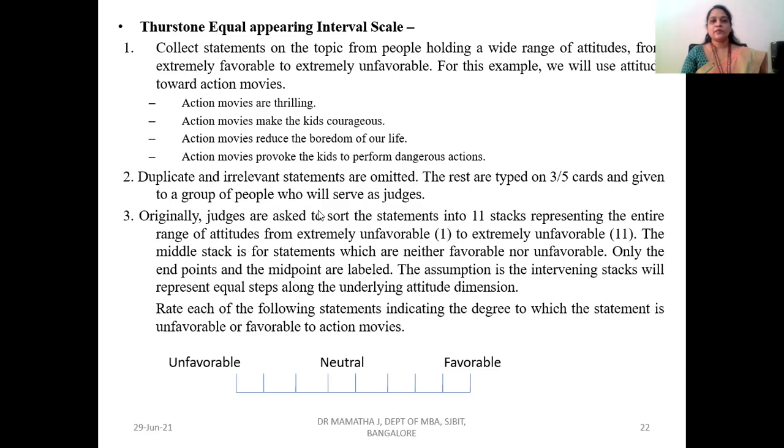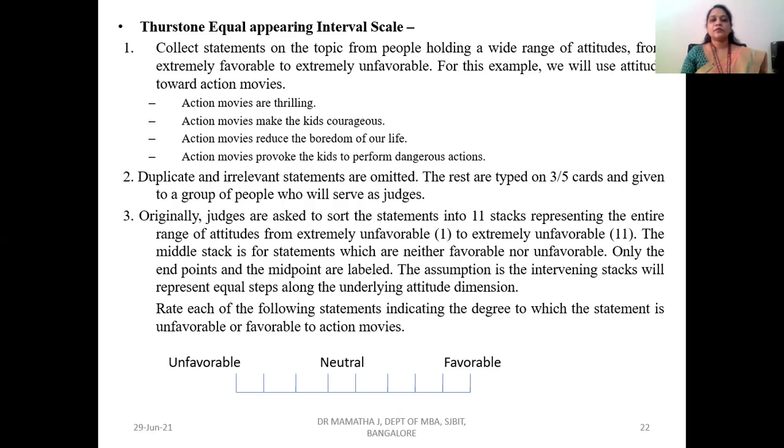Once you have collected all the statements, if the statements are duplicated or not related, those statements are omitted and the rest are typed on 3 by 5 cards and given to a group of people who will serve as judges. Okay. So originally these judges will be asked to sort these statements into 11 stacks, representing the entire range of attitude from extremely unfavorable 1 to extremely favorable 11. Okay, a stack of 11.